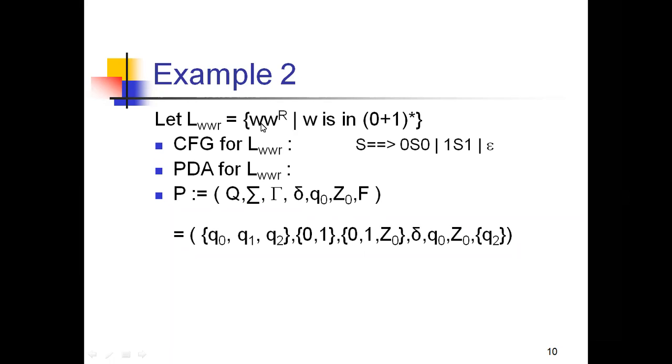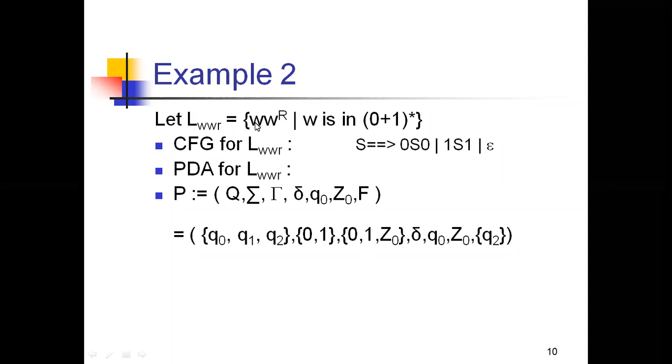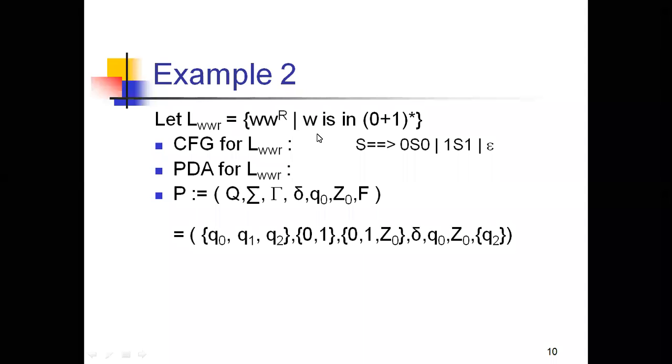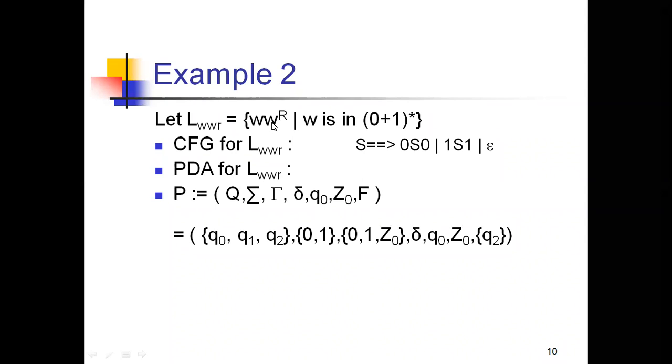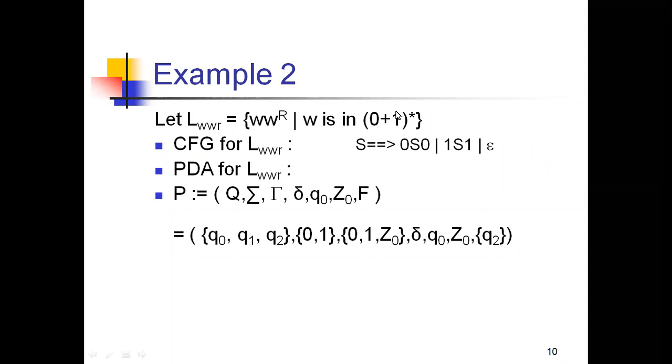For example, if you're taking a string like 0 1, that means I already have an alphabet, the input alphabet zeros and ones here. From this I'm taking the string 0 1, and the reversal of the string is 1 0. For such a language, first you need to design the context free grammar. This is the context free grammar we designed: S goes to 0 S 0, 1 S 1, or epsilon. So this is the context free grammar for the given language.